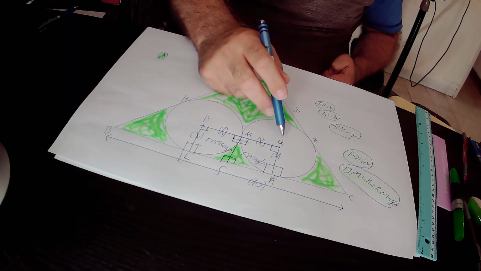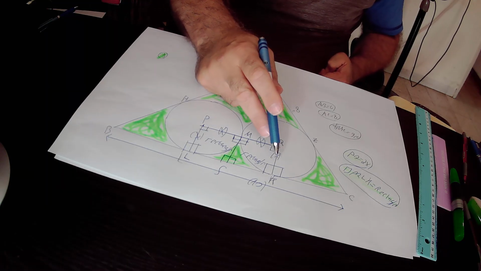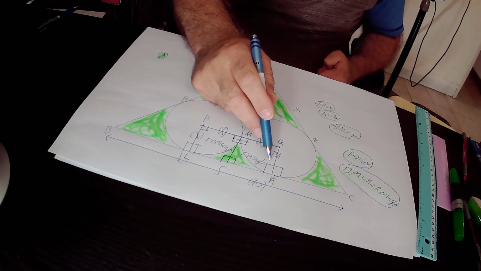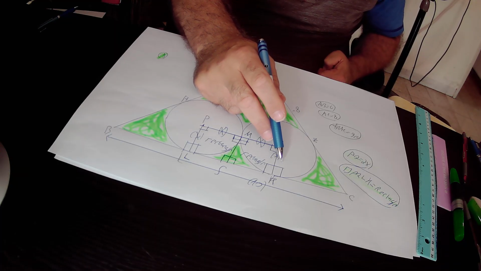Likewise, we join points Q and K together by a straight line. QK is the radius of the circle that is equal to x. And according to rule 1, this angle equals 90 degrees, and this angle also equals 90 degrees.